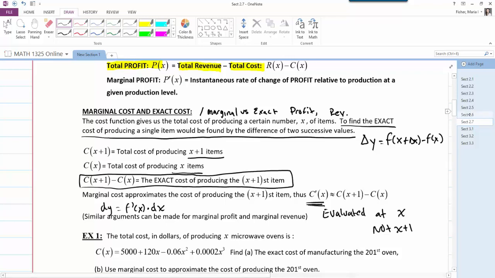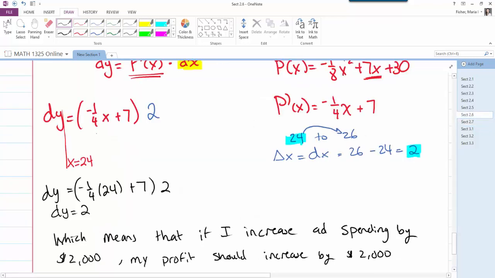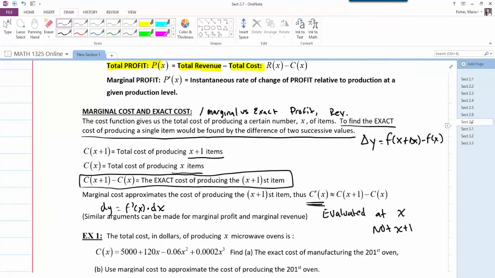Remember when we were evaluating things in section 2.6 and we asked, what do we plug into the differential? We plug in the first one, not the next one. So you've got to make sure when you're finding your marginal cost or your marginal revenue that you plug in not the x plus first item, but the x item, whatever the one before that one is. Again, similar arguments can be made for marginal profit and marginal revenue. I'm not going to write all those things out, but it would be the same thing if you're asked to do that.